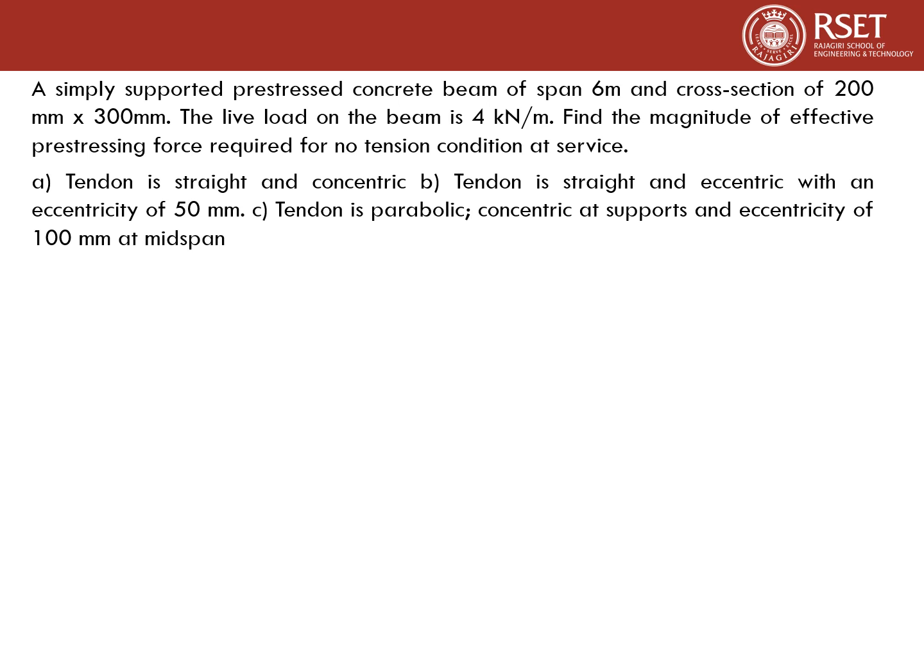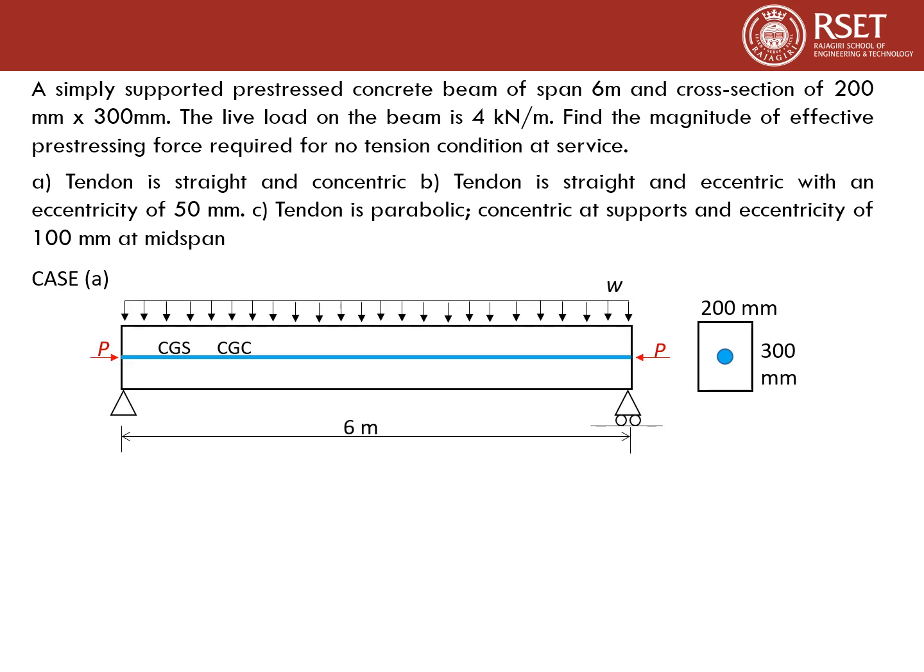And case A is the tendon is straight and concentric. So in that case, the tendon is straight and it is passing through the centroidal axis of the member. And here the pre-stressing force P will be passing through the centroidal axis of the member. Since it's a rectangular cross section, the centroidal axis will be exactly in the center, B by 2, D by 2. Now let us look at the stresses in the midspan.